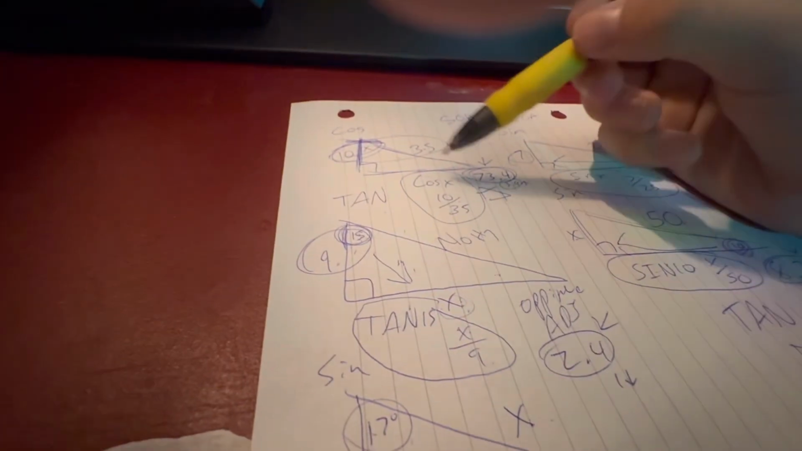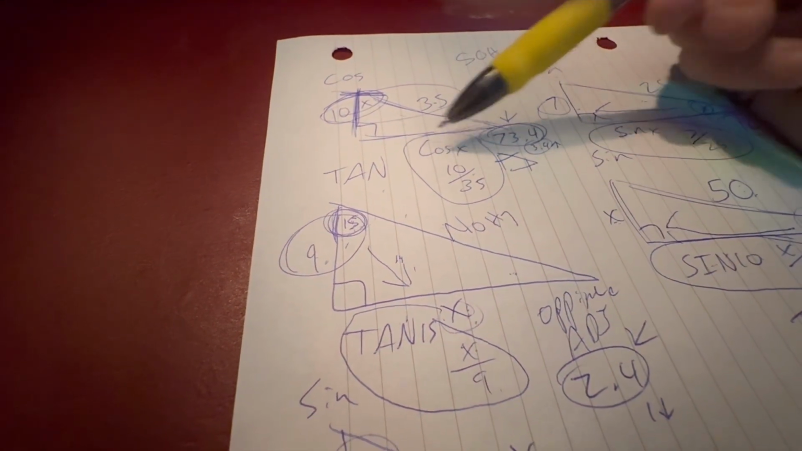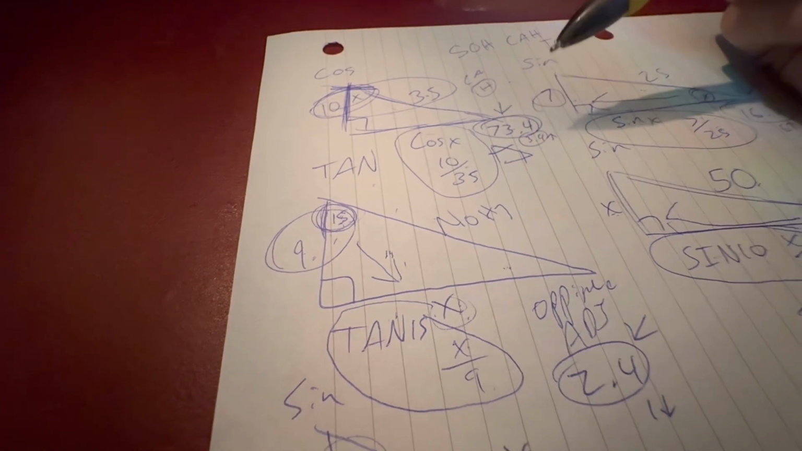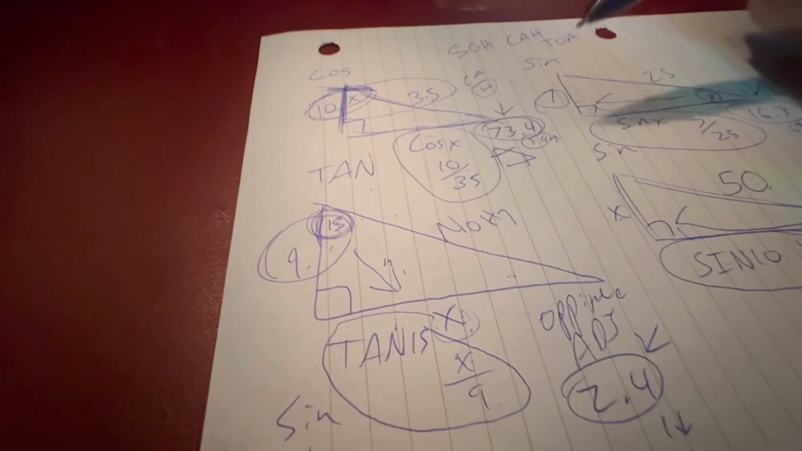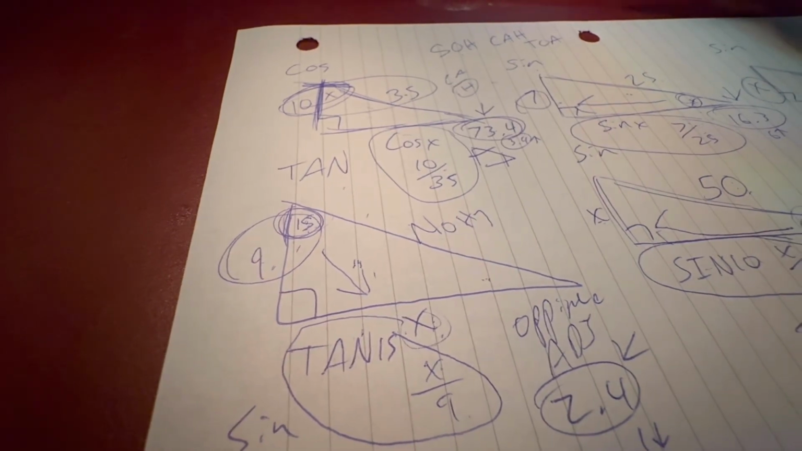Okay. So whenever you solve for this, if you did the cos of x, which would be second cos x, 10 divided by 35, you will get 73.4 as your final answer, rounding to tenths. Remember, we're rounding to tenths. So if you didn't round to your tenth, round it, you might have actually been correct, and you might have just not rounded to your tenth.